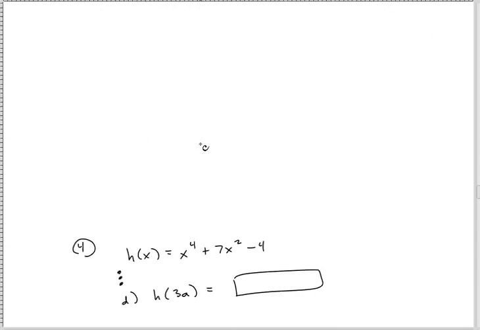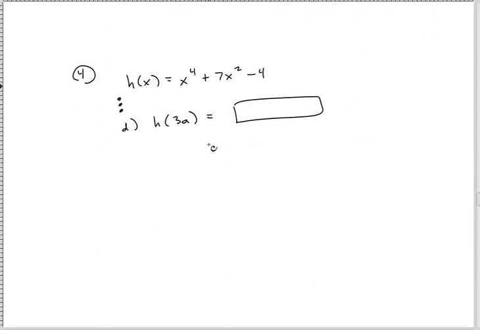Okay, let's keep going. Number 4. And I'm not doing every part of number 4. Just part D was very important to me. We're going to be substituting, plugging in. So wherever you see an x, I'm now going to plug in this 3a. So it's not technically very hard, but the answer is just kind of weird looking. So 3a to the 4th, 7 times 3a squared, and then minus 4.